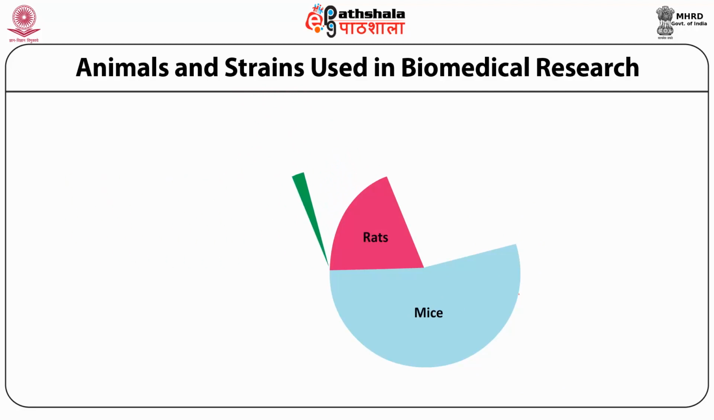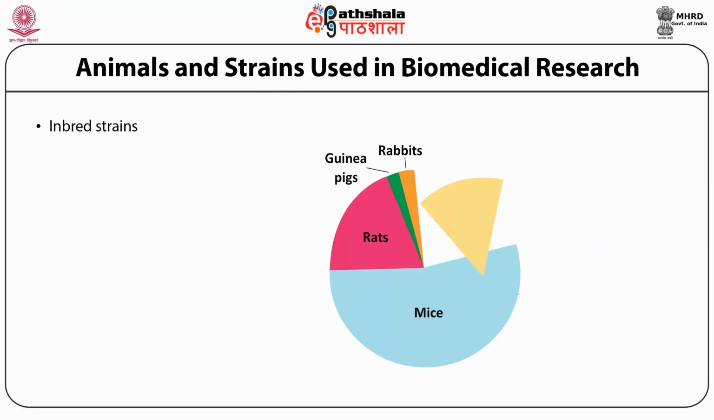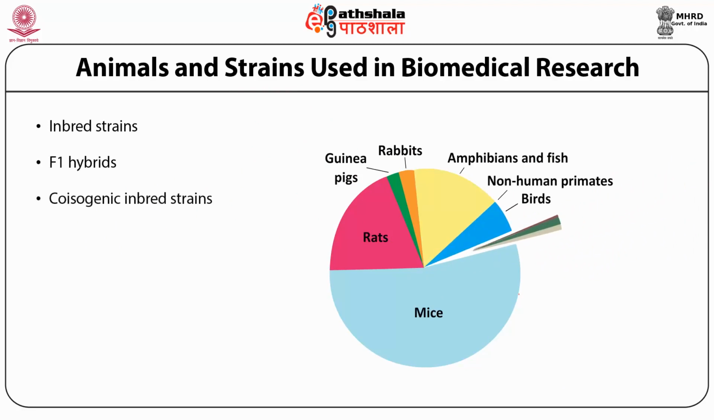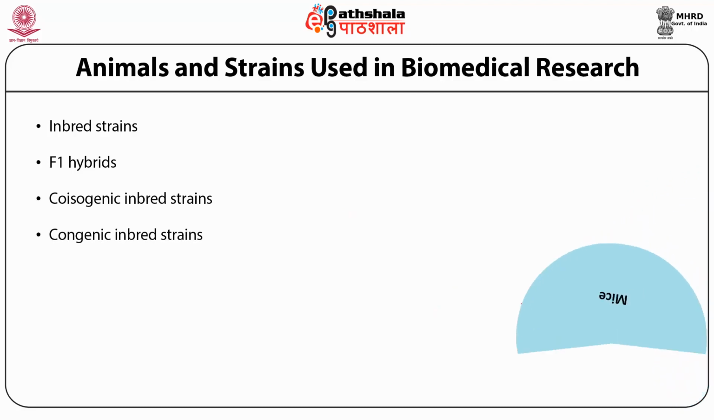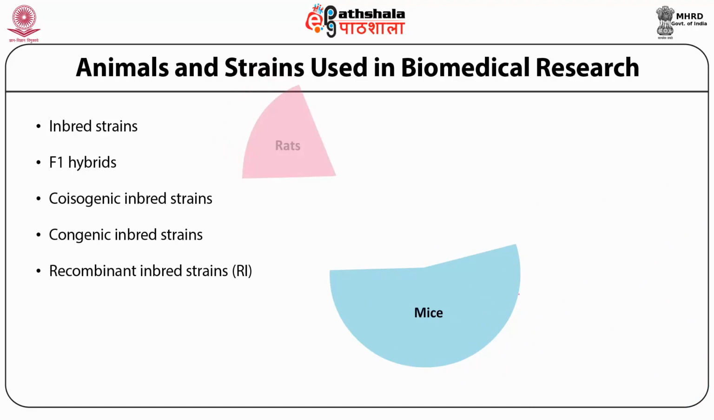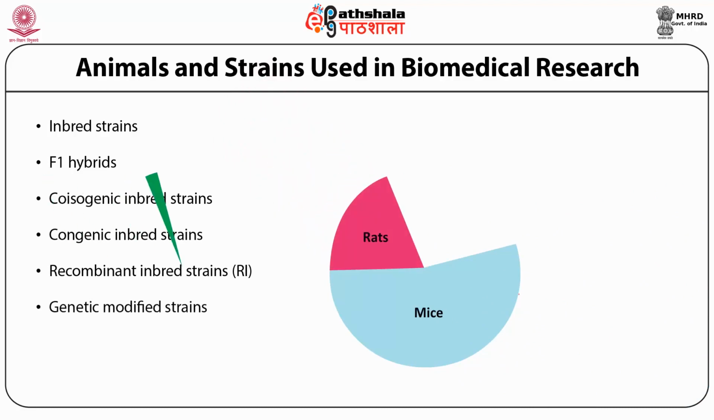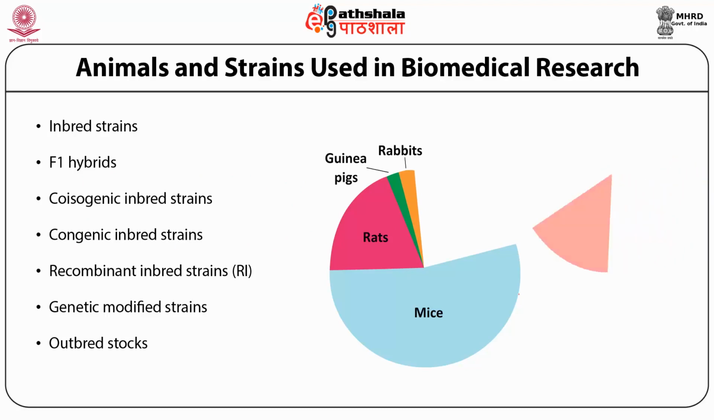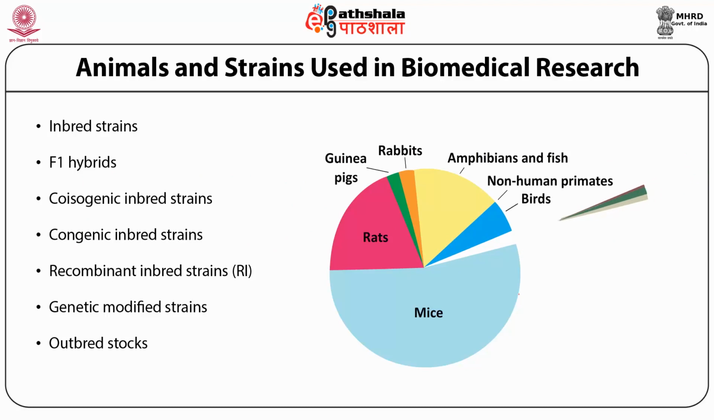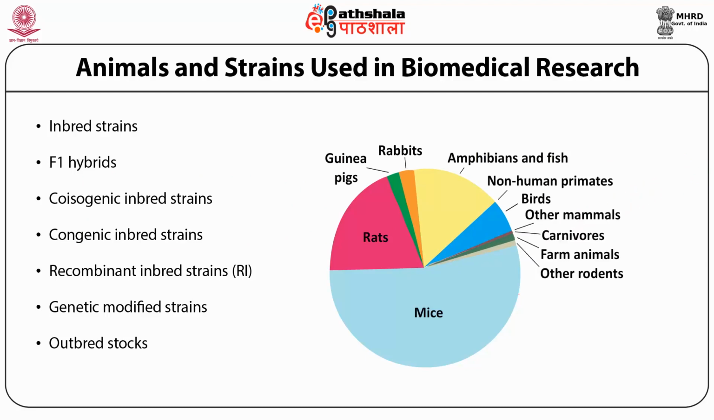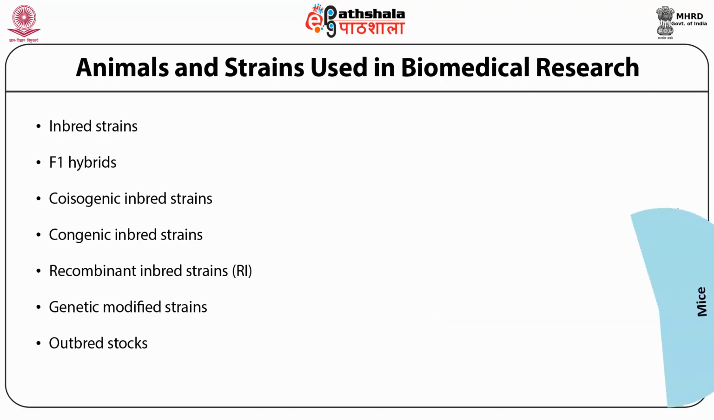Now we can study some details of the animals and strains used in biomedical research. One is inbred strains, the other is F1 hybrids, the third is co-isogenic inbred strains, the fourth is congenic inbred strains, and then recombinant inbred strains, genetically modified strains, and outbred stocks. All of this comes under the heading of mouse, because in mouse we can modify so many genes according to the research or type of mutations.